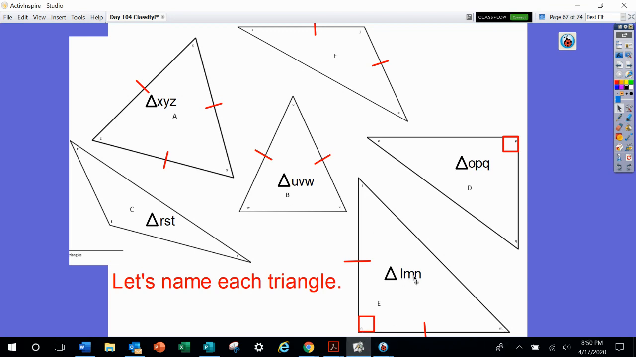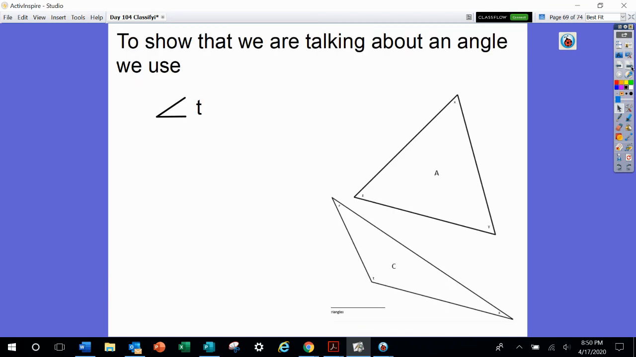Notice how we have three letters. Triangles have three sides. Triangles have three angles. Okay, and what we were calling triangle F should be triangle IJK. To show that we are talking about an angle, and we did this already a little bit in our notes, we use this symbol here to represent the word angle, and then we give the letter that's inside that angle. So here, this is angle T.